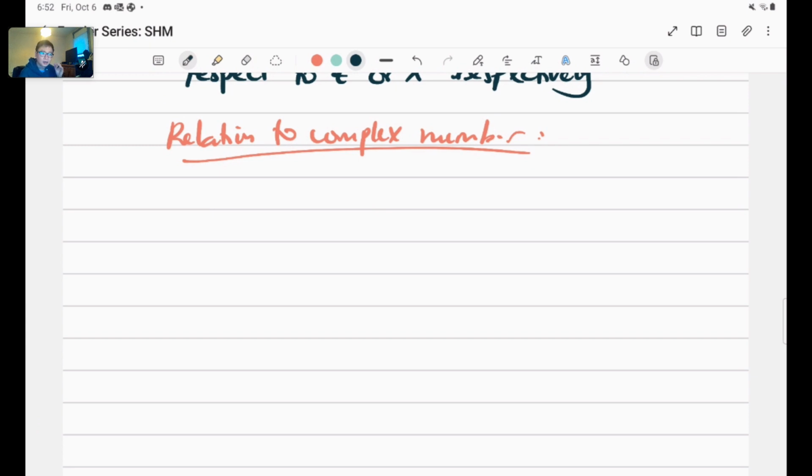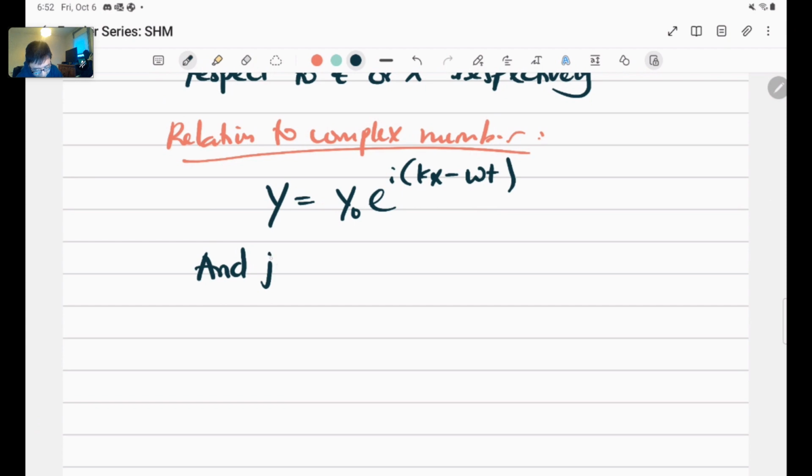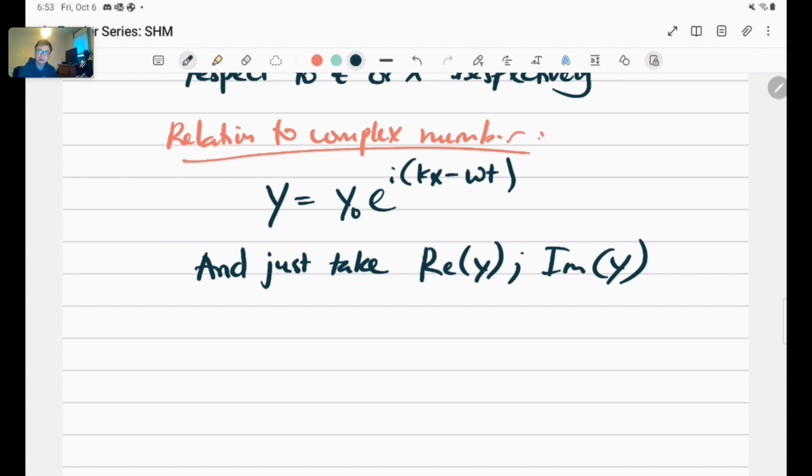But if I have to relate that sine back to the complex number, I can write y is equal to y naught times e to the power of i(kx minus omega t). I just have to take note to myself and take either the real part of y or the imaginary part of y. And that's it, because then I can get back to the sine and the cosine function. Just take either one of them.